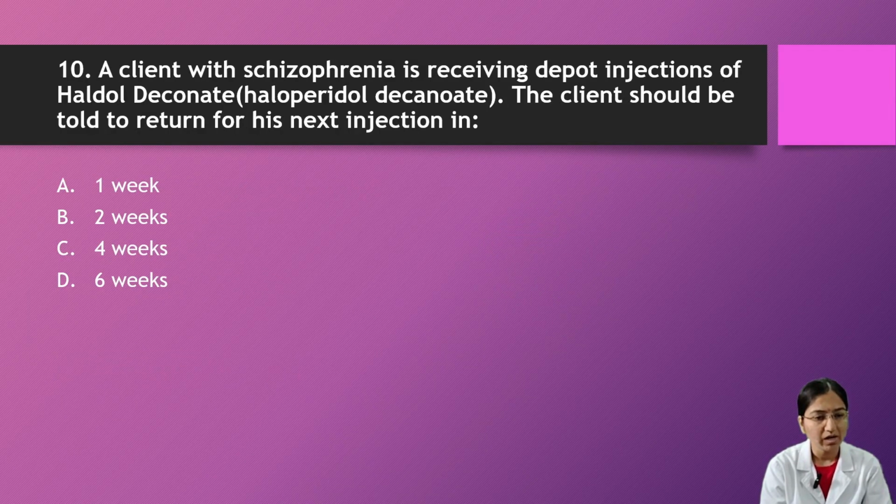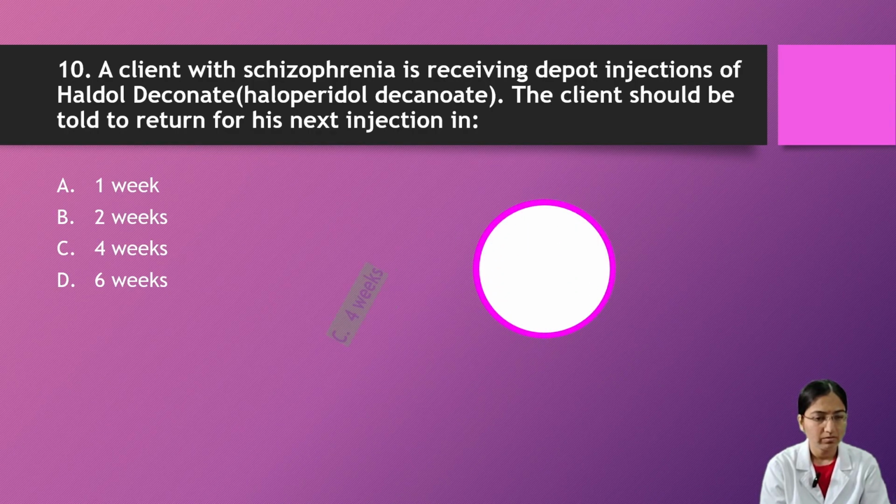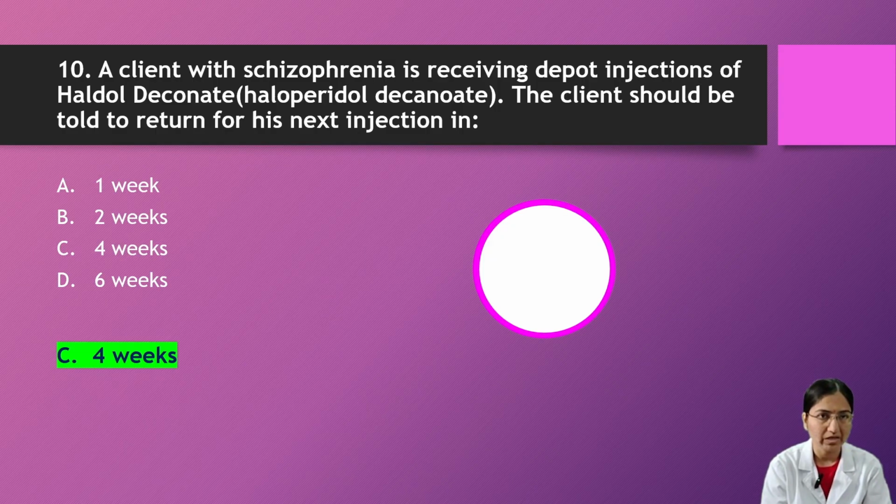Next question. A client with schizophrenia is receiving depot injections of Haldol decanoate. The client should be told to return for his next injection in. Options are given. Right option is C. That is 4 weeks.